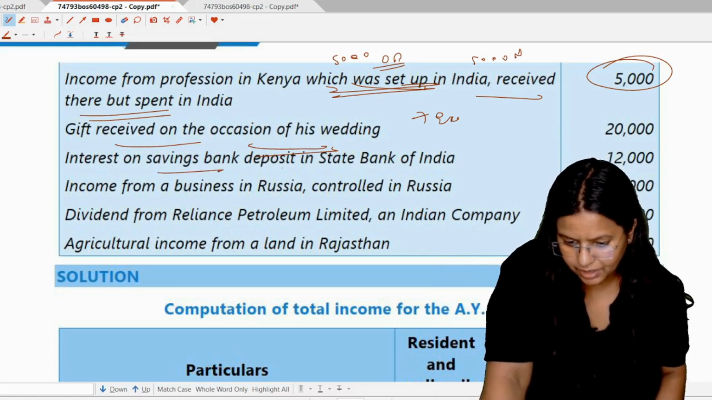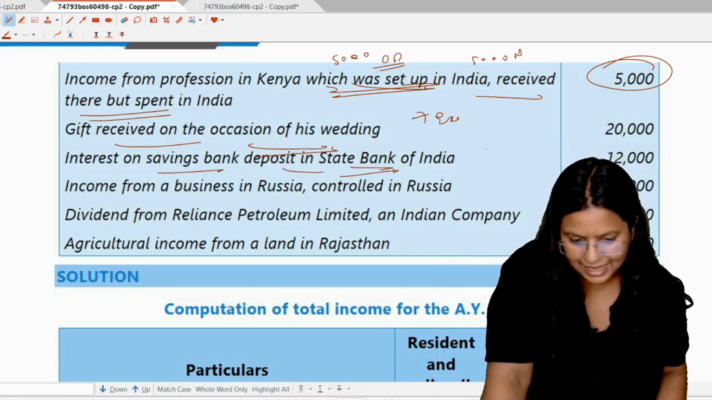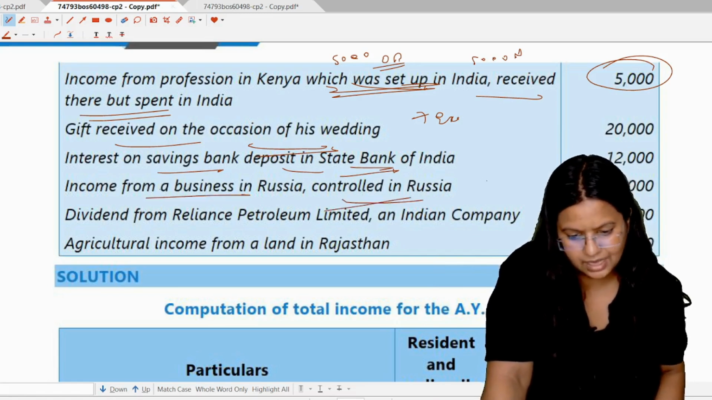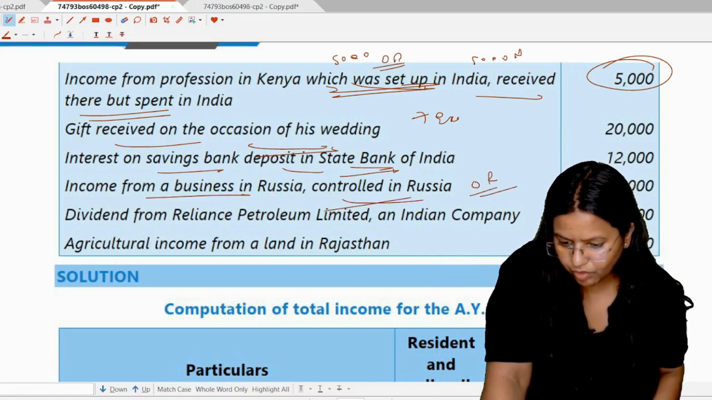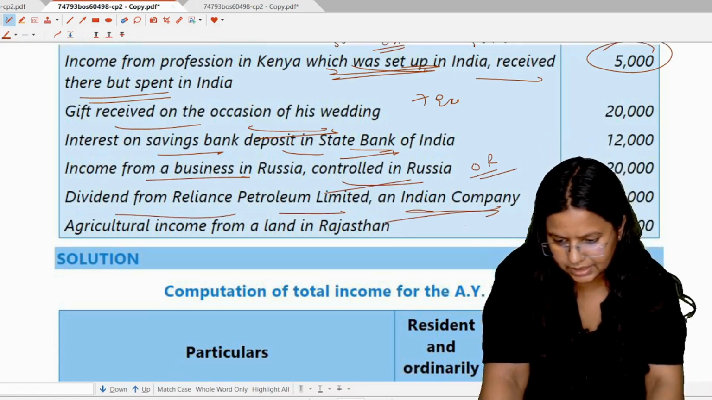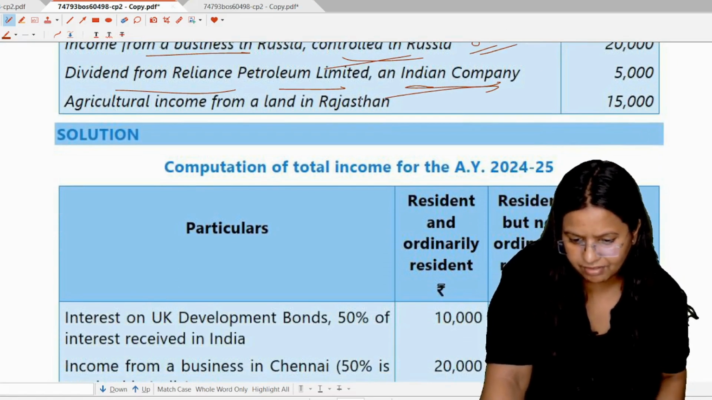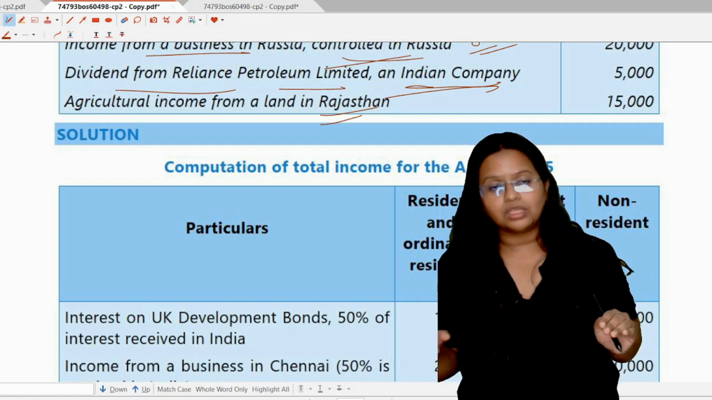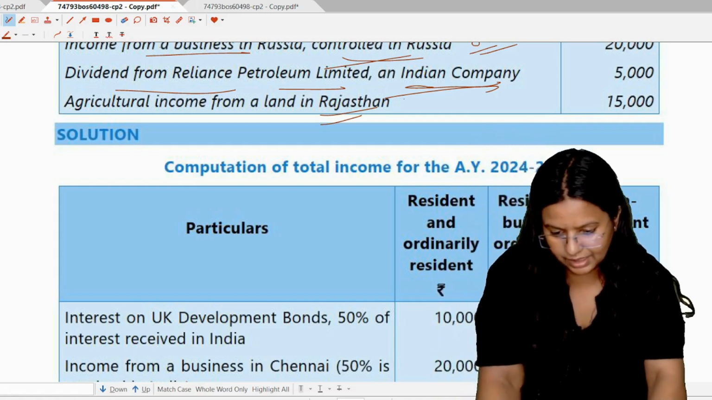Interest on saving bank deposit in SBI, taxable for all. Income from business in Russia, controlled in Russia, taxable only for OR. Dividends from Reliance Petroleum Limited, an Indian company, taxable for all the persons. Agricultural income from land in Rajasthan, exempt under section 10 clause 1 for all the persons. So this is the income here.